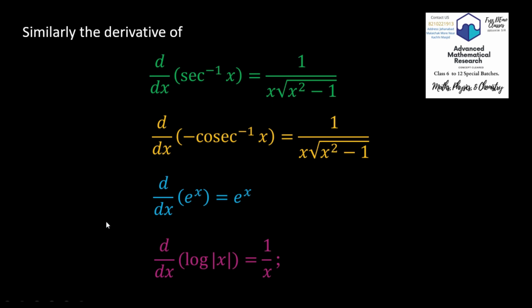Derivative of e raised to x is e raised to x, and the derivative of log x is 1 upon x. In my coming class, I will prove all these derivatives using the first principle by applying the formula of the limit of f of x plus h minus f of x divided by h, where h is tending to 0.